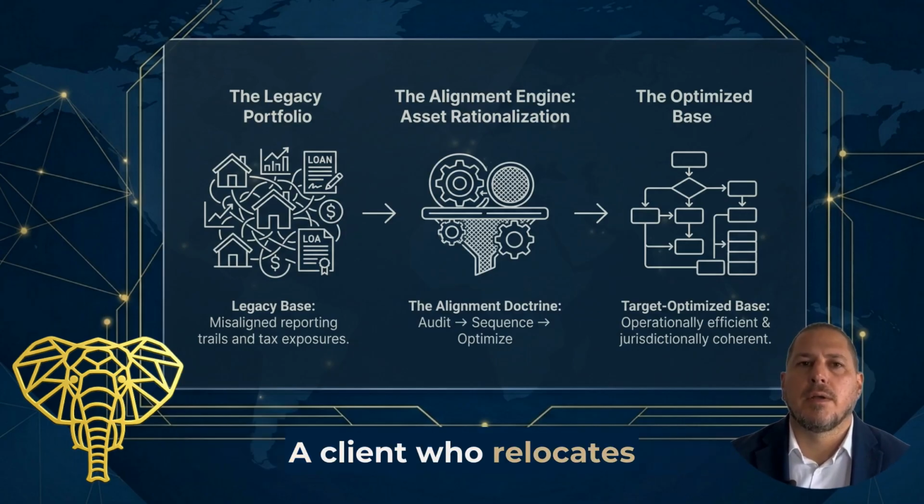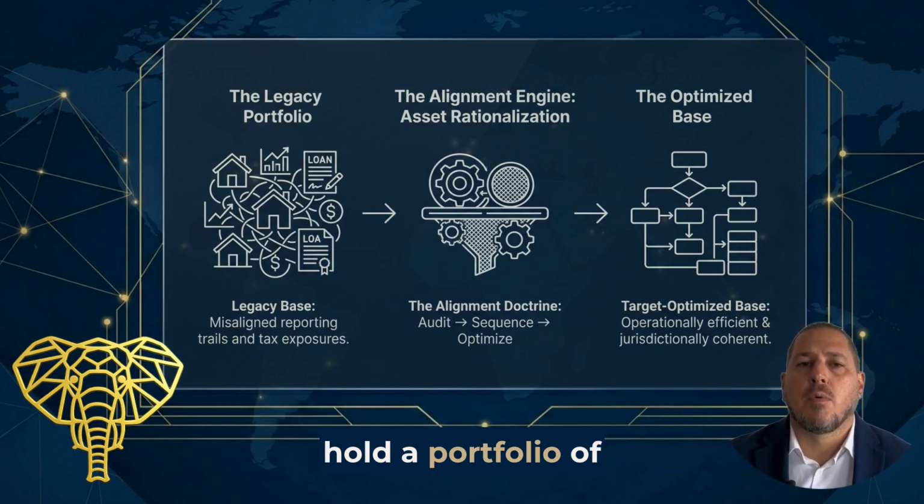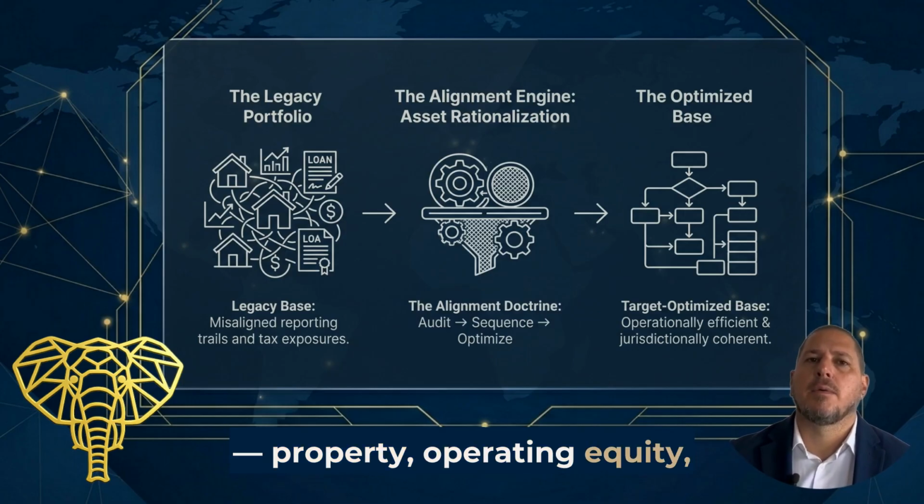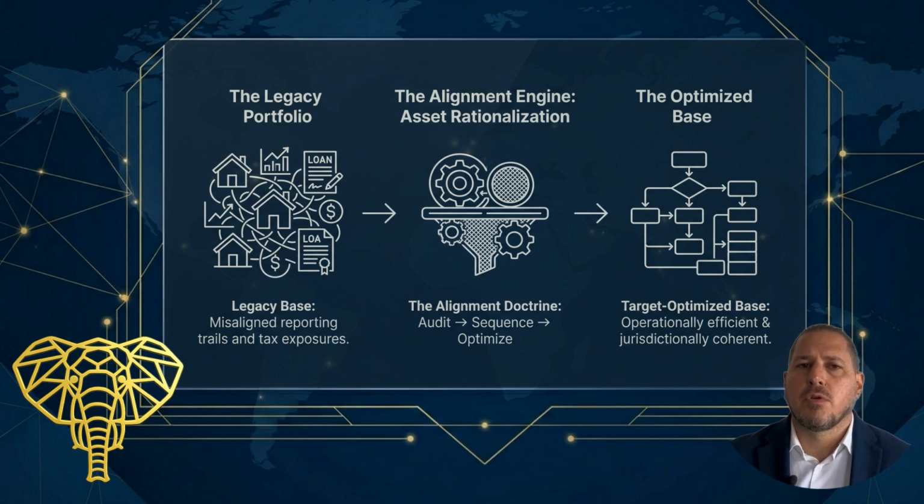A client who relocates fiscal residency to a territorial tax jurisdiction may hold a portfolio of globally distributed real assets, property, operating equity, private credit positions, and listed securities across multiple domiciles.